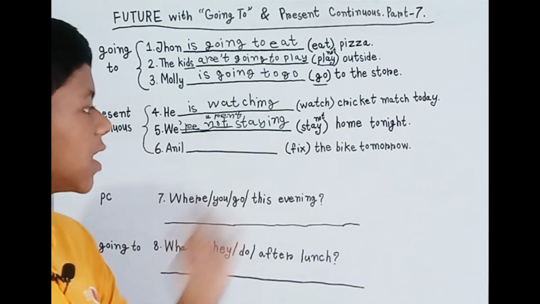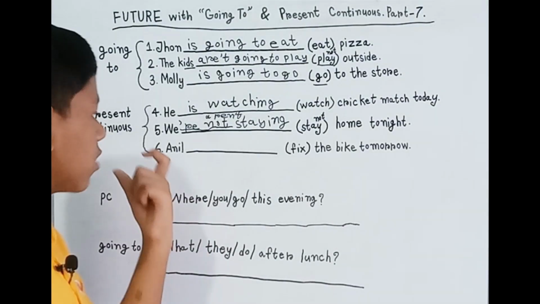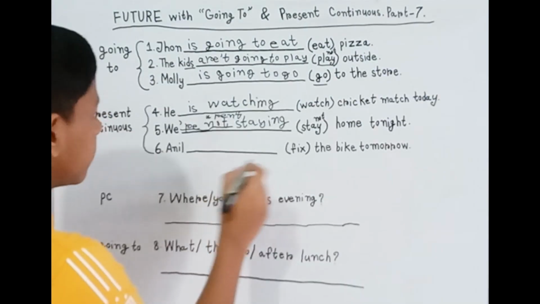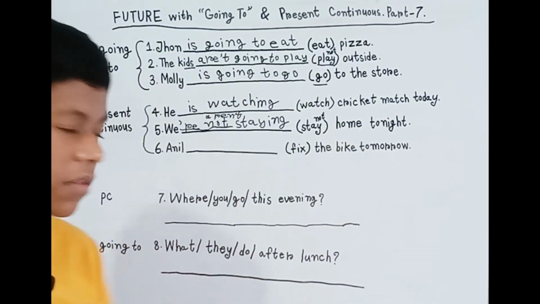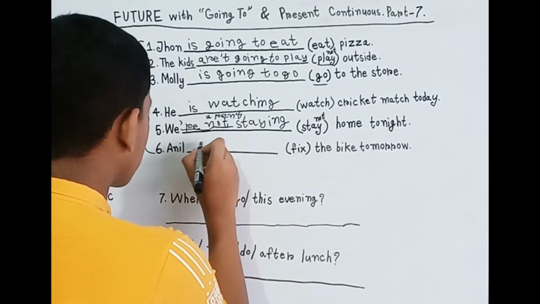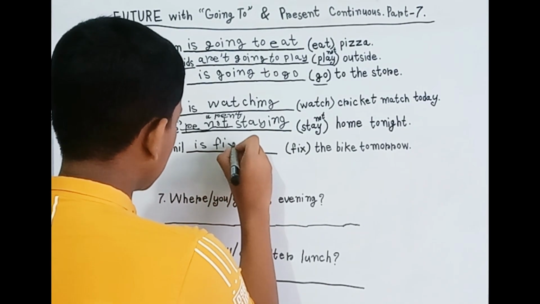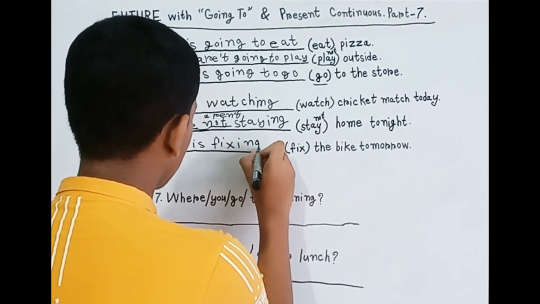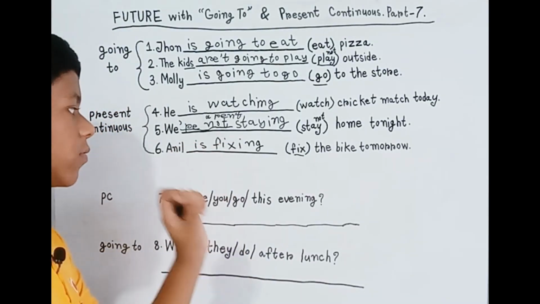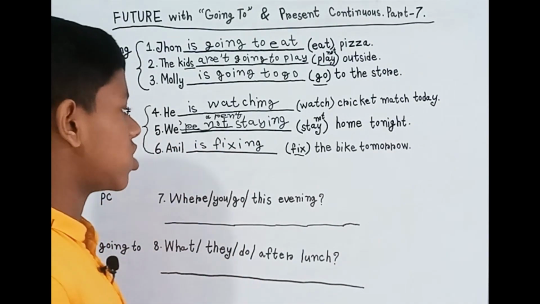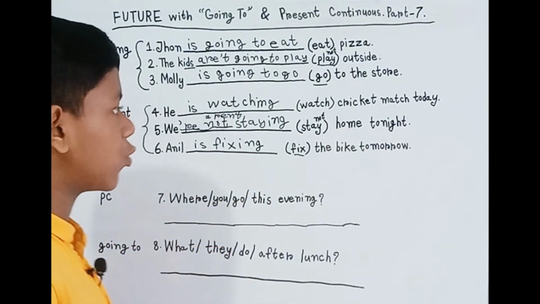Anil blank fix the bike tomorrow. Okay, so here we have to do this. Anil is, because the not isn't added here, so it must be positive. Anil is fixing. So the main verb is fix, that's why we have written fix. Then we simply add the ing. So here our sentence becomes Anil is fixing the bike tomorrow.